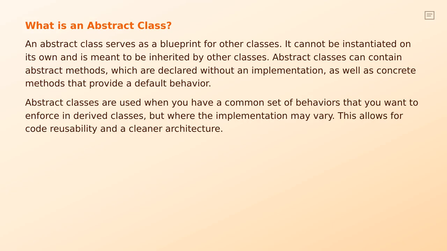This section covers what an abstract class is. An abstract class serves as a blueprint for other classes. It can't be instantiated on its own and is meant to be inherited by other classes. Abstract classes can contain abstract methods, which are declared without an implementation, as well as concrete methods that provide a default behavior. Abstract classes are used when you have a common set of behaviors that you want to enforce in derived classes, but where the implementation may vary. This allows for code reusability and a cleaner architecture.